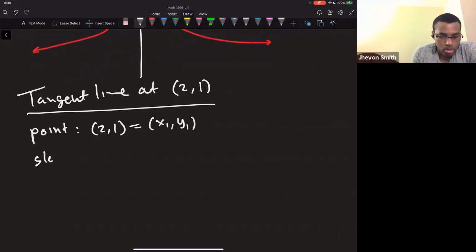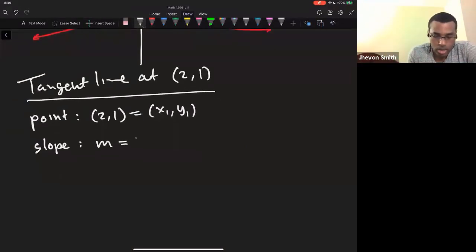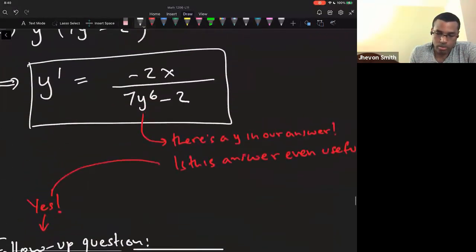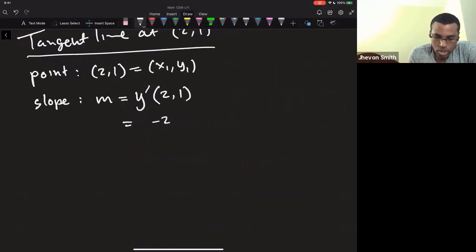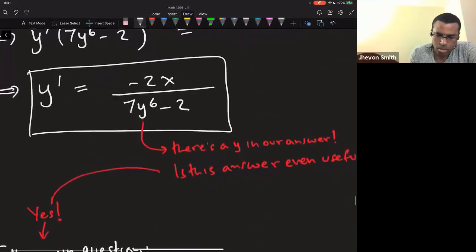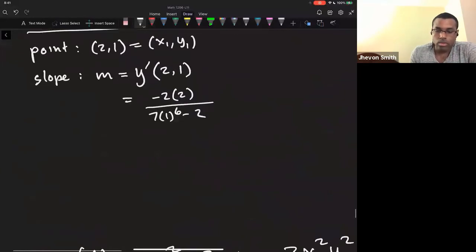Now the slope, that's m. But what is m? Remember, m is the derivative evaluated at the point. So here, this is just y prime evaluated at 2, 1. So that's going to be minus 2x over 7 times y to the 6 minus 2. So that's minus 2 times 2 over 7 minus 2, which is actually minus 4/5.